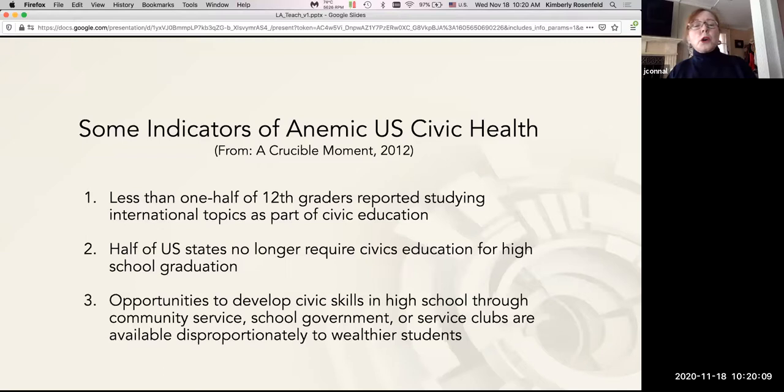So what we'd like to point our attention to is some of the indicators that illustrate the anemic state of civic health in the United States. Again, these indicators, there'll be five of them, come from the Crucible Moment. One: less than half of 12th graders reported studying international topics as part of their civic education. So less than half. Second indicator: half of the United States no longer requires a civic education for high school graduation. So half of our population of high school graduates do not have civics education required.